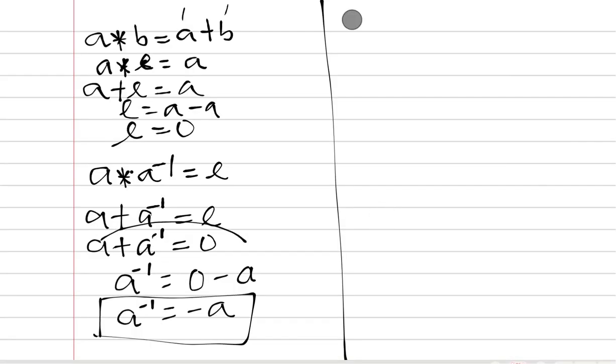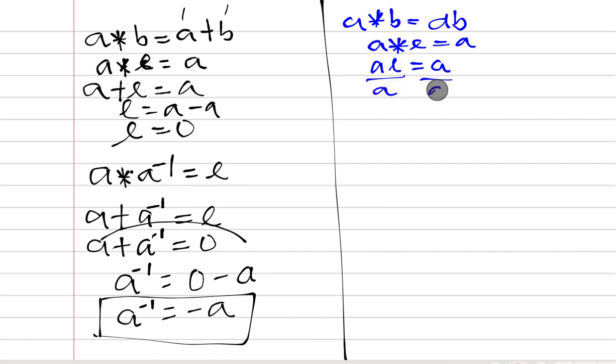The second example says A star B equals AB. Now you need to do the identity first. So the identity will be A star E equals A. And that means we have AE equals A. Divide both sides by A. That means our E here is equal to 1, because this cancels this. So our E is 1.